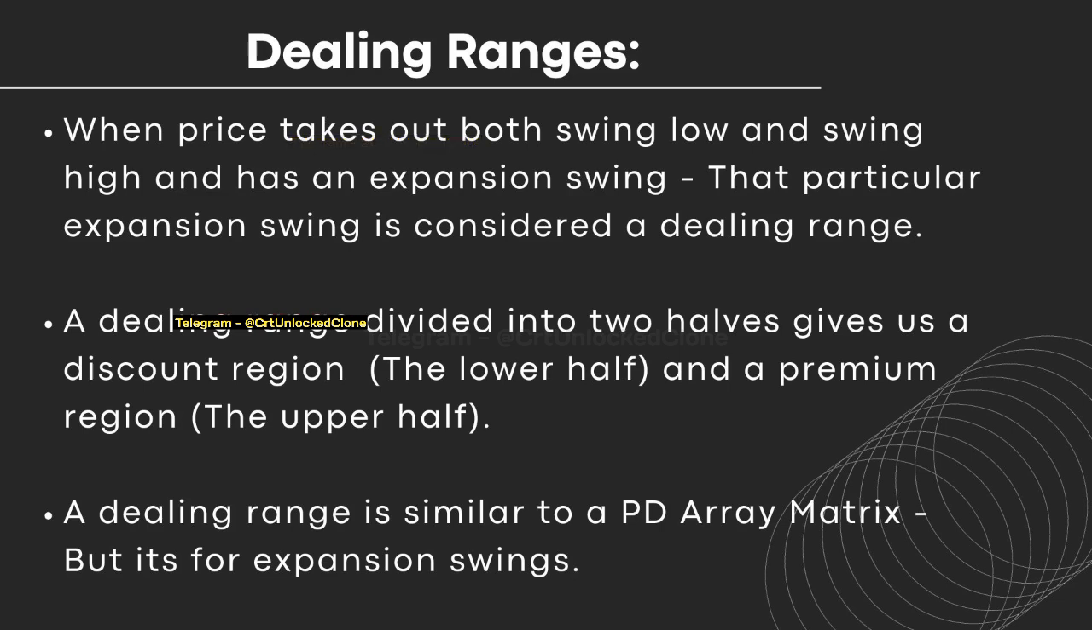Now, another thing about dealing ranges, right? Dealing ranges are similar to PD array matrices, or let's say it's a type of PD array matrix. Now, it's not just a typical type, it's a specific type of PD array matrix, which is for those swings which take out both swing low and swing high. That's what we call a dealing range, and when it is divided into two halves with premium and discount, it gives us a whole framework on the higher time frame which we can integrate with market profiles on the lower time frame.